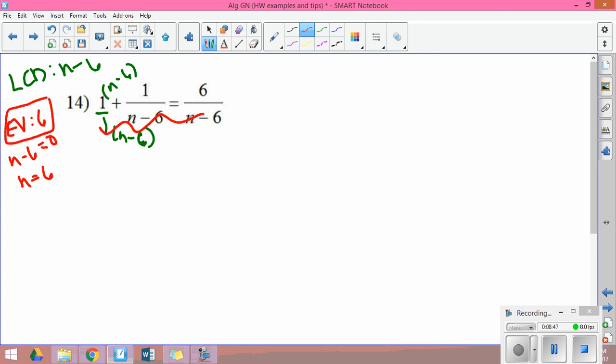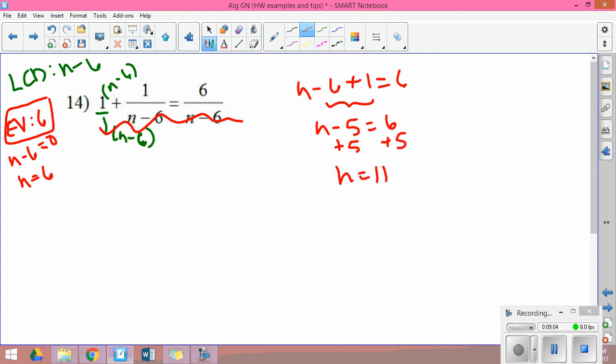Built my common denominator, go ahead and throw it out. I have n minus 6 plus 1 equals 6. Add those together, n minus 5 equals 6. Add 5 to both sides, and n is equal to 11. Not my excluded value, so that is my answer. So you're going to get good practice with factoring, and don't forget to check for those excluded values.